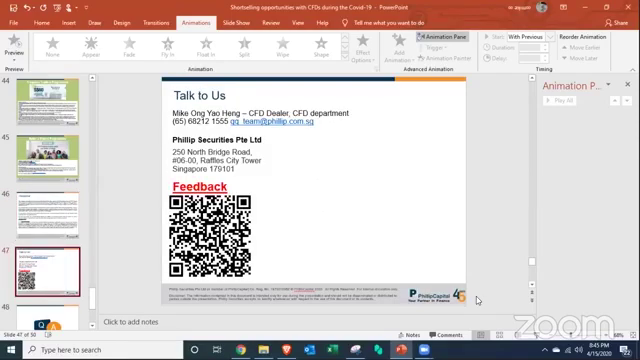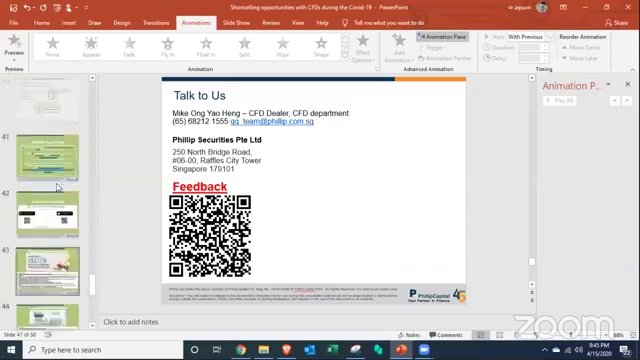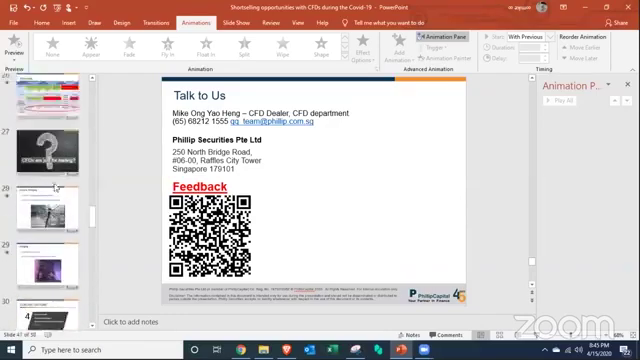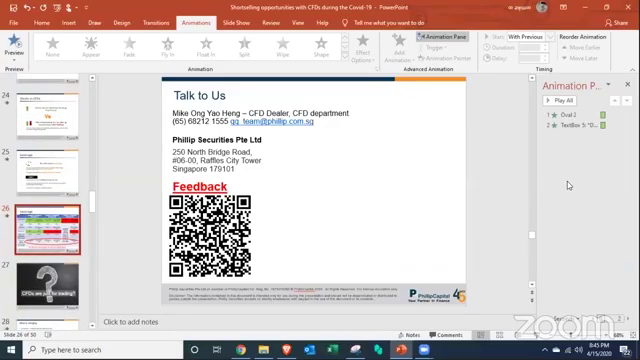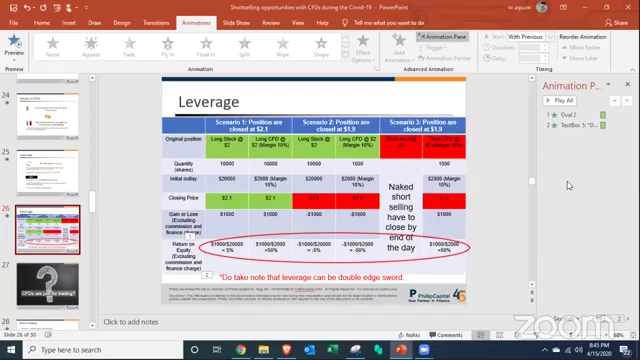Okay, let me answer. I think there are quite a lot of questions. We'll go into the Q&A portion and answer one by one. Just now someone asked for an example of how profit and loss can be amplified via CFD. So I'll go back to this slide. Just now we showed this example. Give me a moment.